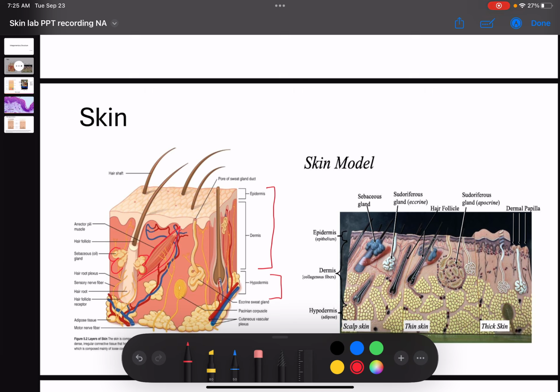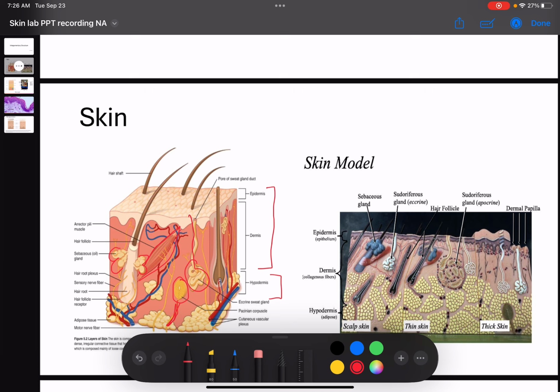So there are some corpuscles. This is a Pacinian corpuscle. It's like a balloon with a string. It's deeper, so it detects deep pressure, vibrations, etc. This is a sweat gland, eccrine sweat gland.